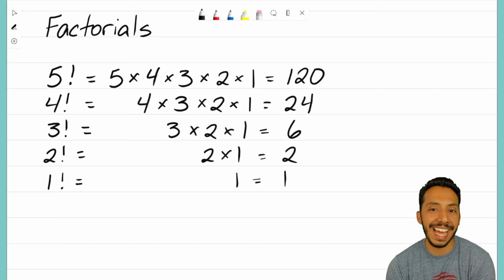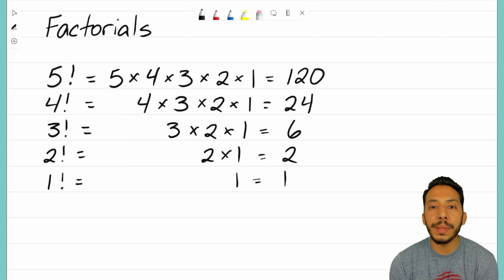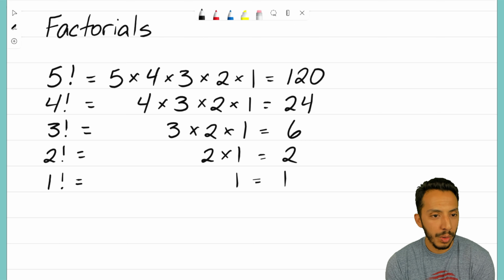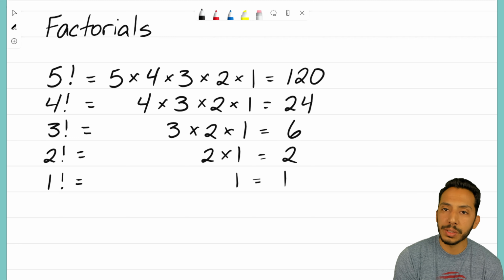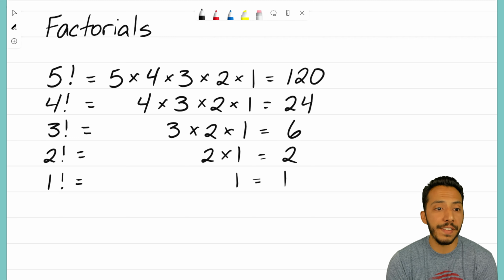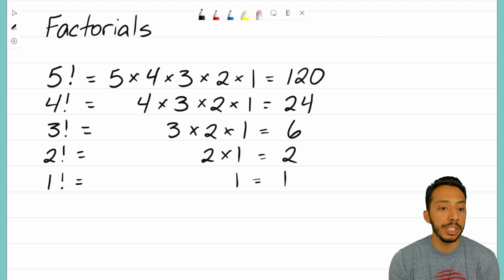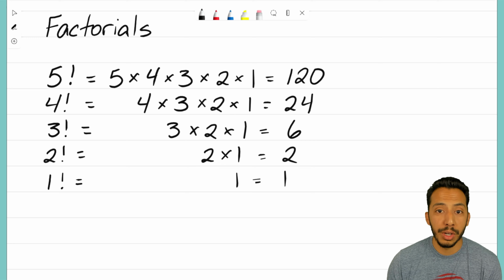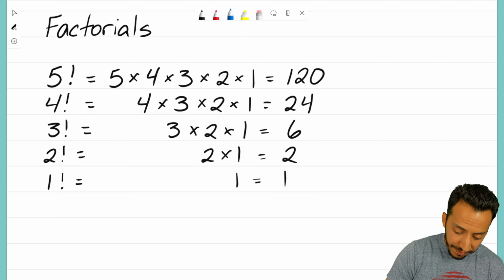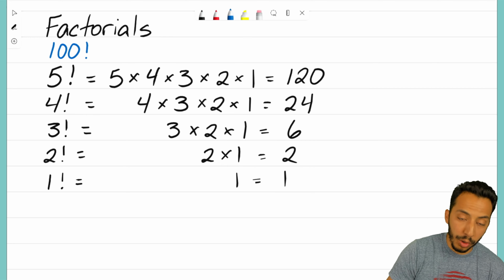Okay, that is exactly where we're at here. Now, you might be thinking to yourself, okay, we have these factorials. We see how it is, right? We have 5 factorial, 4 factorial, 3, 2, 1. You might be thinking, what about a really large number? What if I wanted to find 100 factorial?